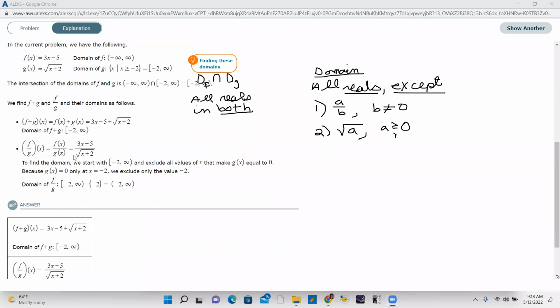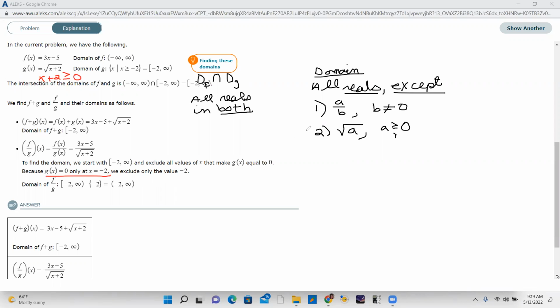For F over G, right, we start with that restricted part, but notice this was all for, when we started, of course I just erased it, we said that X plus two was greater than or equal to zero, right? Because you can get zero inside a radical, but when you divide by G now, you can't have zero on the bottom, okay? And the only way to get zero on the bottom is when X is negative two. So you have to remove that one as well, okay?